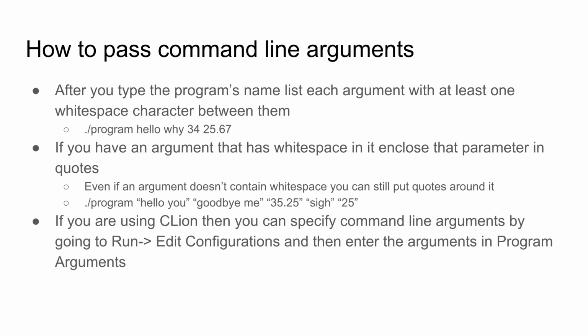If you want to pass command line arguments to a program, after you type the program's name, just enter them in and make sure that each one is separated by a space. If you happen to have an argument that does have white space inside of it, enclose that argument inside double quotes, and that will make it be treated as one thing. So you can have "hello you", which would be interpreted as a single argument because it's in quotes. Or "goodbye me", again also a single argument because it's inside quotes. You could enclose things that don't have white space with quotation marks, but that's just extra work, and most of us don't like doing that. But it works. If you're in CLion and you want to specify command line arguments, you go to Run, Edit Configurations, then you enter the arguments in the Program Arguments area.